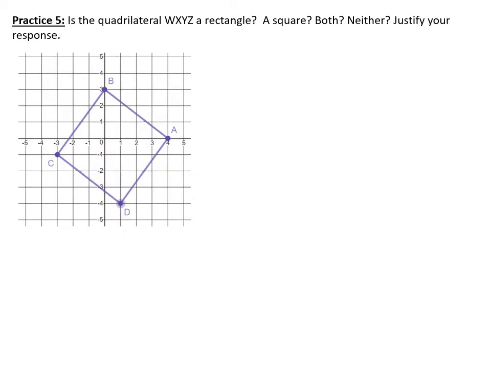In practice 5, we want to know if the figure is a rectangle or a square, or both, or neither, and justify your response. Couple hints. Use the distance formula to figure out the lengths of all the sides. If they're all equal, then it could be a square or a rhombus. To be a square, all of the angles also have to be 90 degrees. So you would have to figure out the slope of each line and see if they are perpendicular to each other. Okay. If you need a refresher on what the slopes of perpendicular and parallel lines look like, ask.